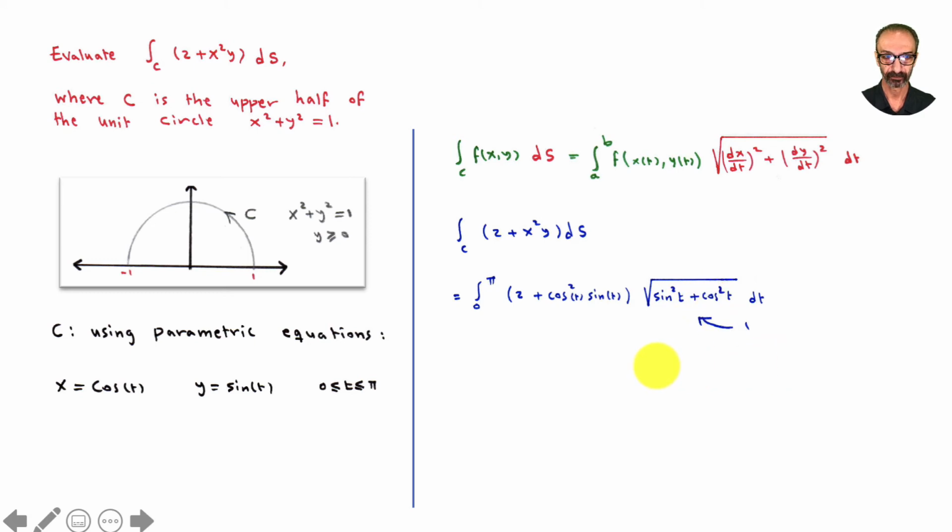So with that in mind, use u substitution. Cosine, the derivative is minus sine. That's why I chose a minus sign.